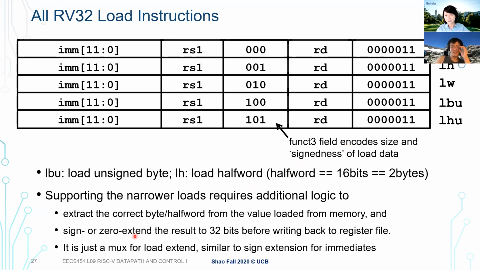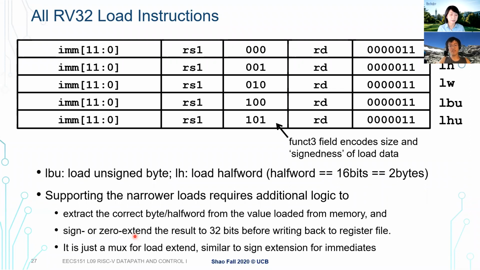Remember, we need to select. We need a mux to actually tell us how to select, right? So we basically need another mux to specify whether we're selecting the entire word or only a subset of the word. That's another thing to keep in mind when we think about the load operation. We don't always want to load the entire word, 4 bytes. Sometimes we actually want to load a subset of that.